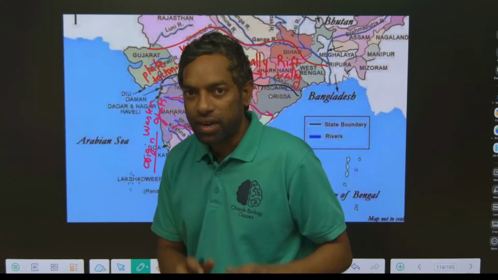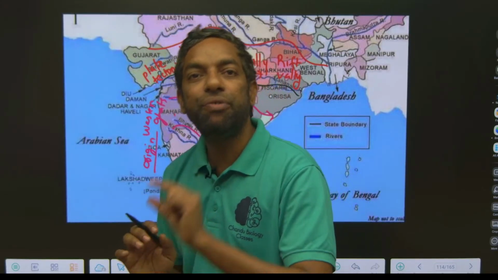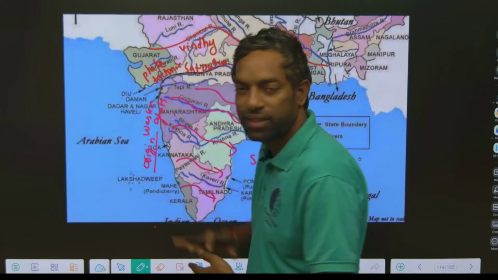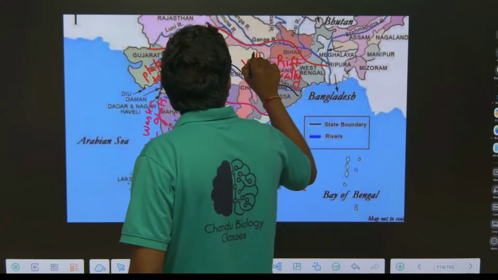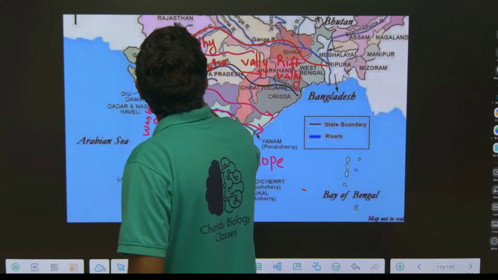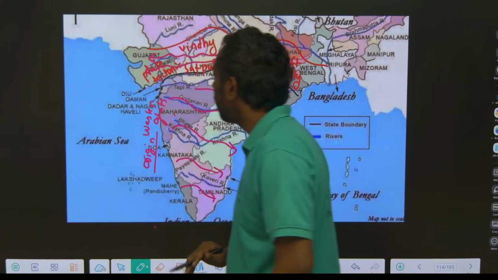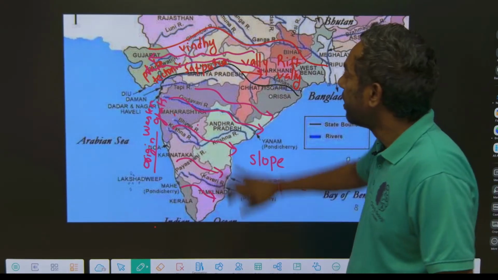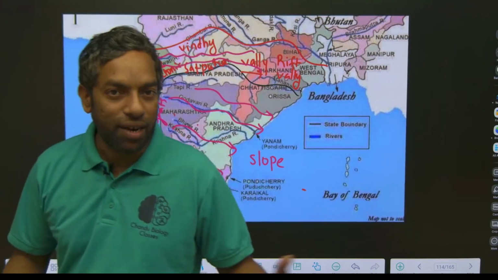But all peninsular rivers do not flow west to east. Some peninsular rivers can flow from east to west also. Those are the rivers we can call Rift Valley rivers. Some rivers flow from east to west, and some flow from west to east. This is about the peninsular river system.